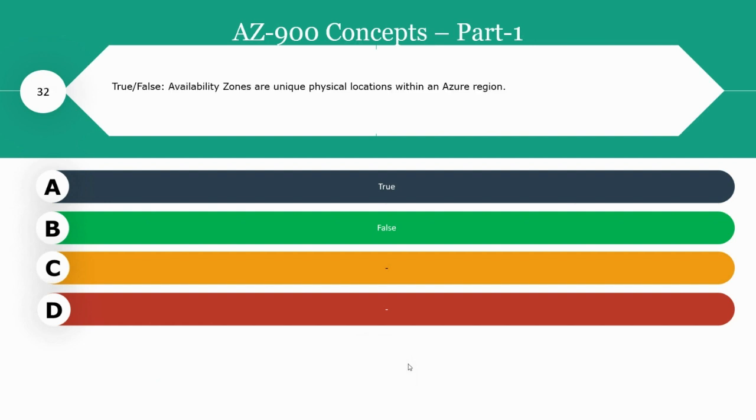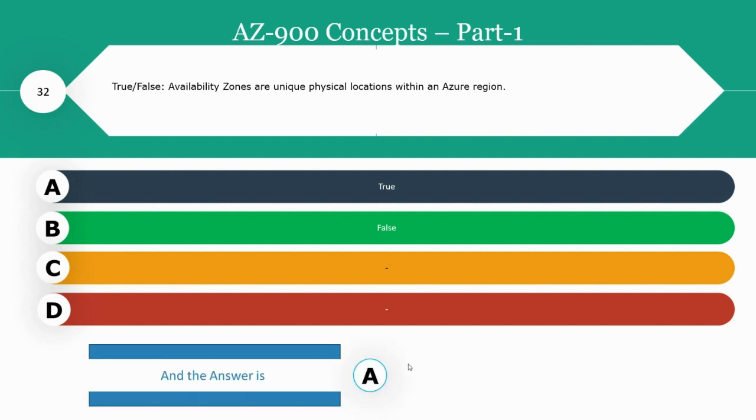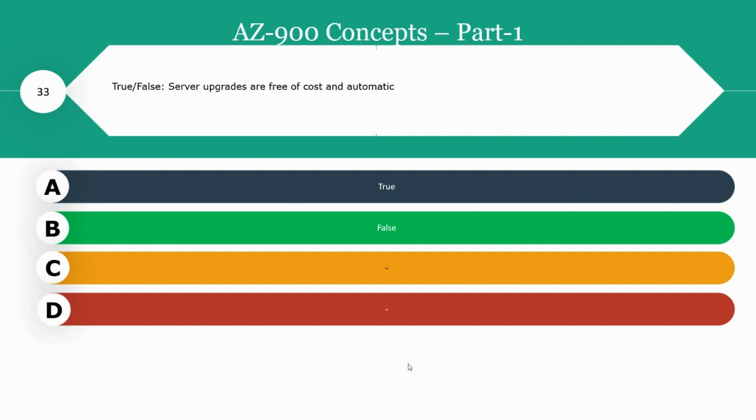True or false? Availability zones are unique physical locations within the Azure region. Options are option A true, option B false. The right answer will be option A. That is, the availability zones are all unique, numbered locations within a region.